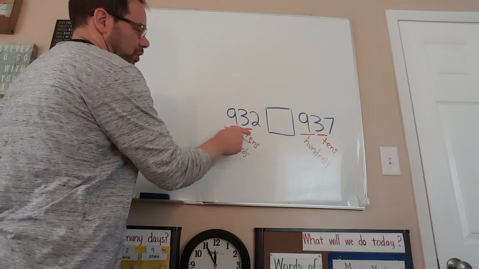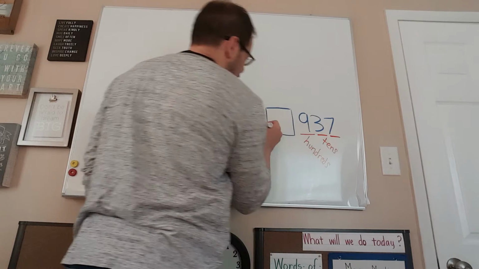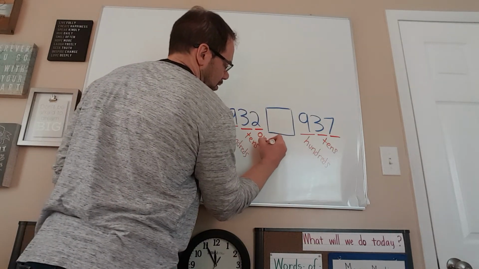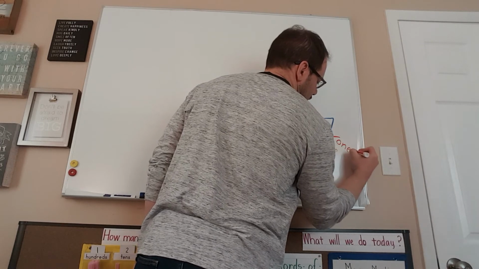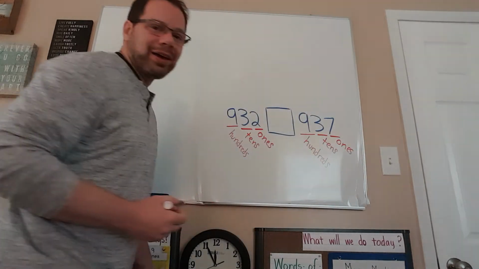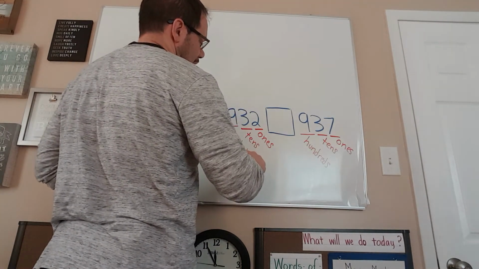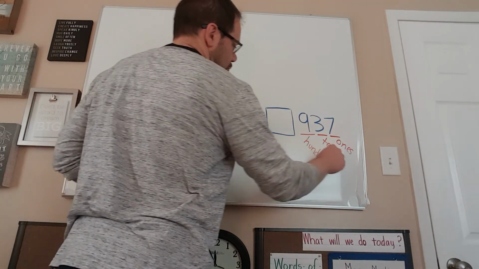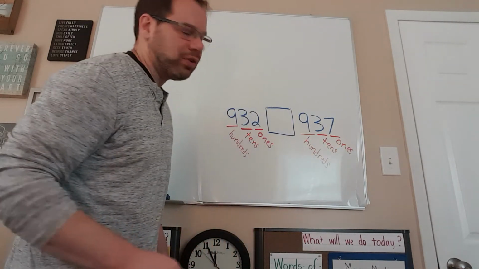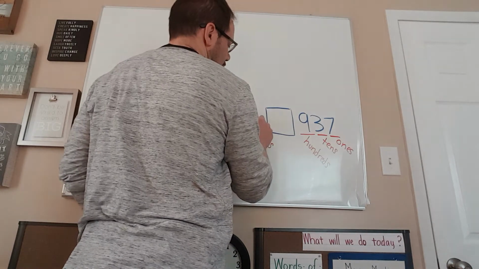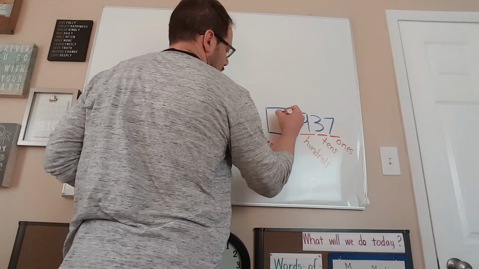So they both have 900s and 3 tens. Then we go to the last number. This one has 2 ones, and this one has 7 ones. Okay, I think we have our answer there. They both have 900s. They both have 3 tens. This one has 2 ones. This one has 7 ones. This is the larger number. That's the smaller number. So the way we would write that is this way.